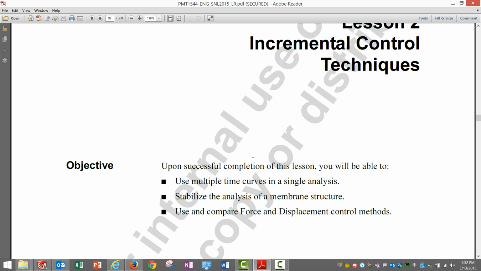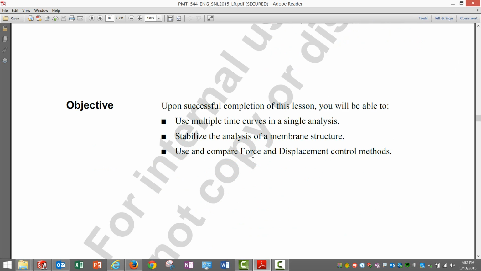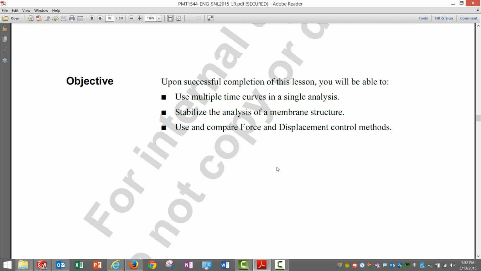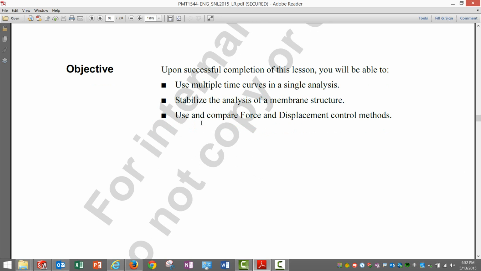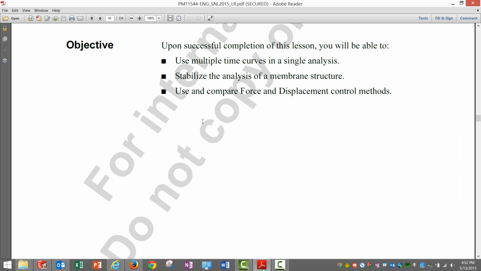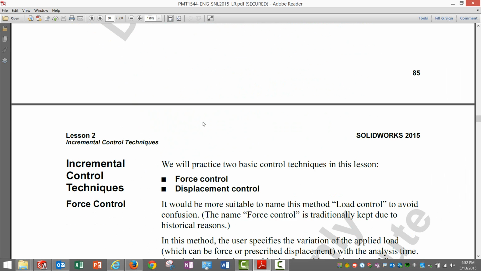We will have a look on how they can be utilized, what is their capability, how we can utilize them to the best of our advantage to get a converged nonlinear simulation solution. So as a part of this lesson, you will also learn how to use multiple time curves, stabilize the analysis of a membrane structure, especially thin structures which are subjected to loading, use and compare these two control methods.